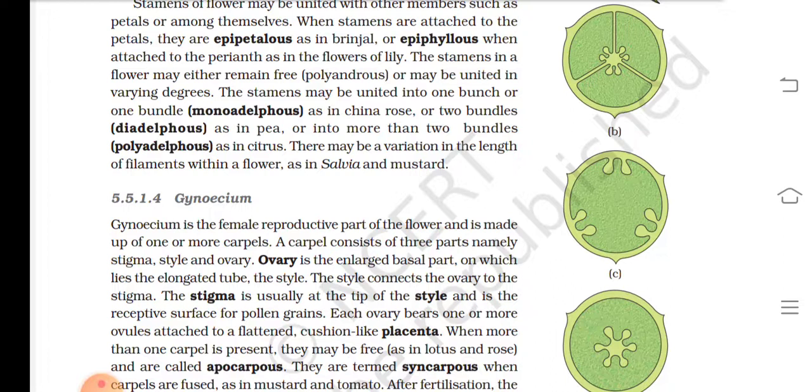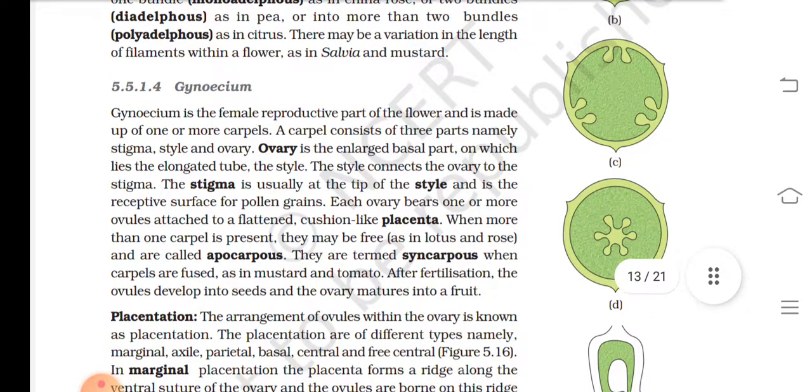The stamens may be united into one bunch or one bundle, that is monodelphous, as in china rose, or two bundles, that is diadelphous, as in pea, or into more than two bundles, that is polydelphous, as in citrus. There may be variation in the length of filament within a flower, as in salvia and mustard.